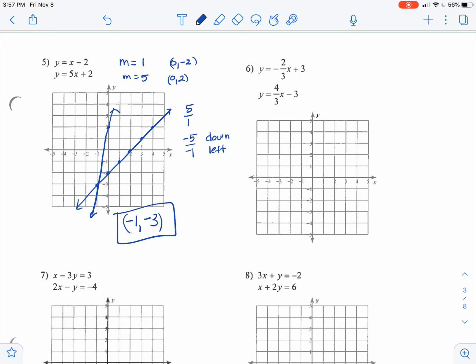Okay, so try number 6. So we have a slope of -2/3, y-intercept of (0, 3). Second one, it would be a slope of 4/3 and (0, -3). So (0, 3). Slope of -2/3, down 2, right 3. And again, I could also go up and left.